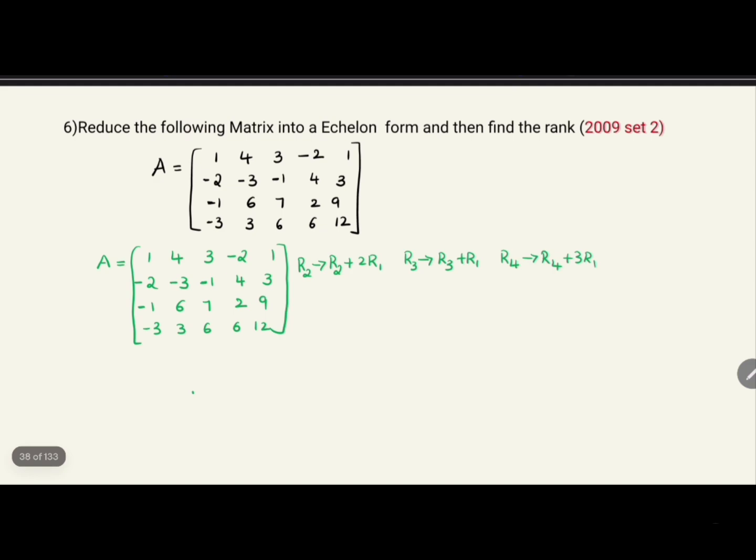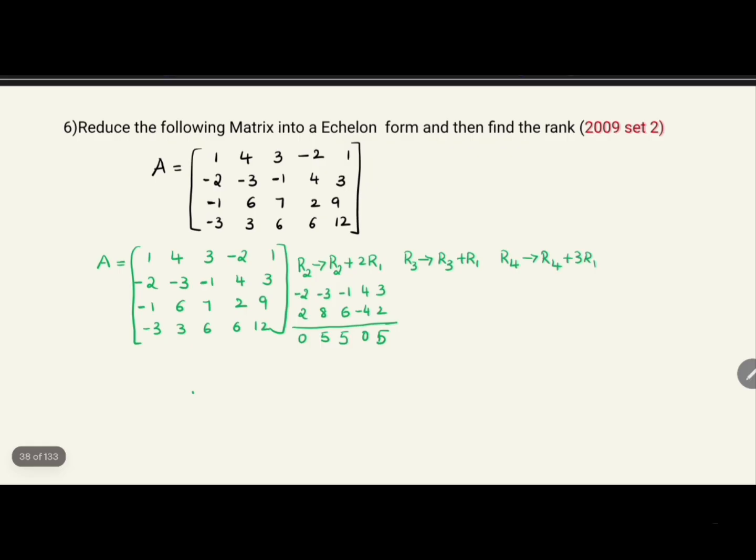Write down R2: minus 2, minus 3, minus 1, 4, 3. Multiply the first row by 2: 2, 2 4s are 8, 2 3s are 6, minus 4 and 2. Add these two: 0, 5, 7, 0, 1. 6 minus 1 is 5. Sorry, this is 5. And this is 5.